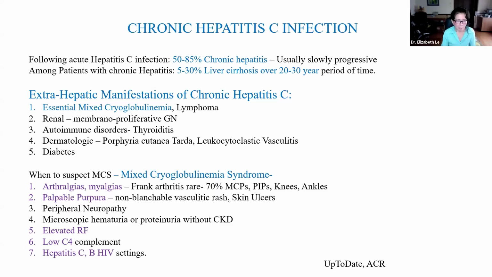If the patient has arthralgia, joint pain, myalgia, muscle pain; frank arthritis is actually rare. It manifests mostly in the MCPs, the PIPs, small joints of the hands, knees, ankles. Palpable purpura, which is a non-blanchable vasculitic rash, and possibly skin ulcers. Elevated rheumatoid factor, low complement C4. So we have to suspect mixed cryoglobulinemia syndrome in the setting of hepatitis C or B or HIV. Next slide.